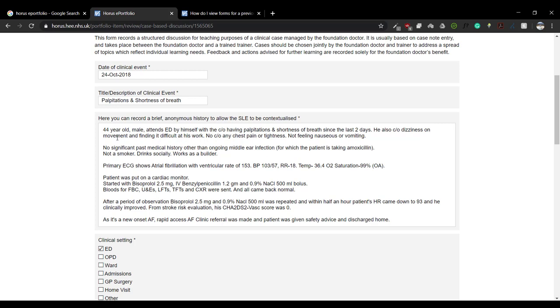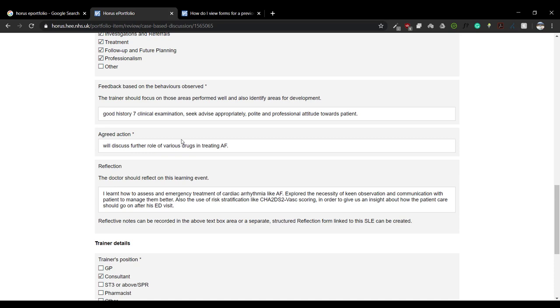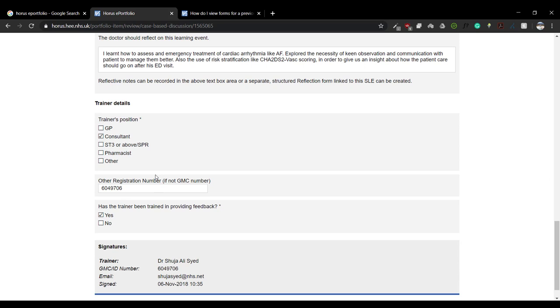A 44-year-old male, I talked about what I did in the ED, and the clinical setting was ED, what was the problem category, what was the focus of the encounter, and this is the trainer who observed this whole thing, or who I discussed with, who has given me an agreed action, and also this was my reflection about what I think needed to be done, and I had to put this information, and the consultant signed it off.